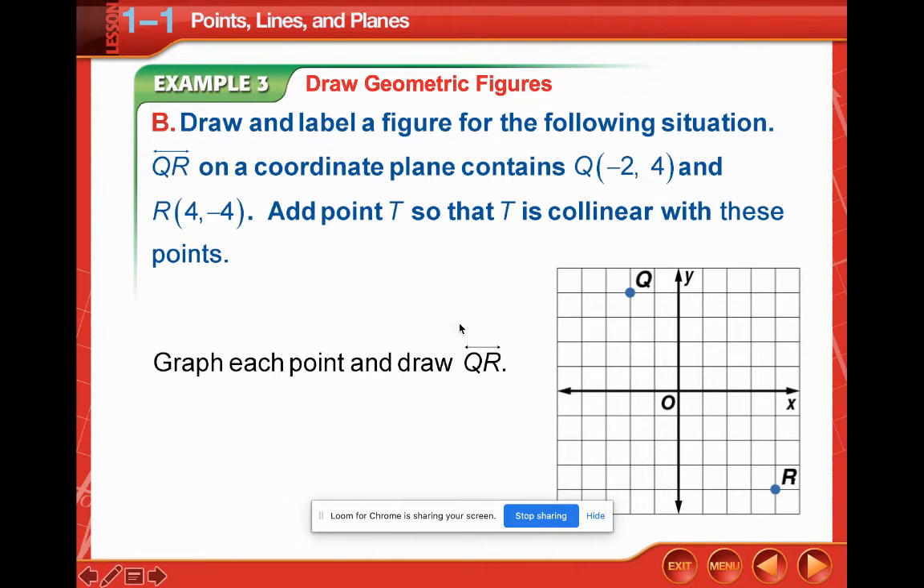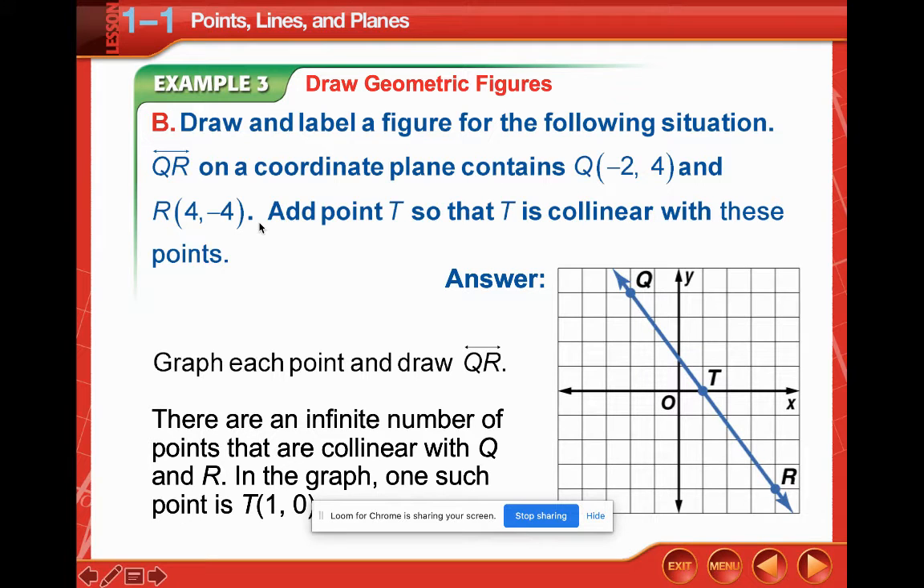All right, then what you want to do is draw a line that connects them. So, draw and label a figure for the following situation. QR, see how it says there's a line there? When you see that symbol up there, that means that QR is the name of a line. And if we have to draw that after we create our points, we've got to draw it. So let's draw that line. And then add point T so that T is collinear with these points.